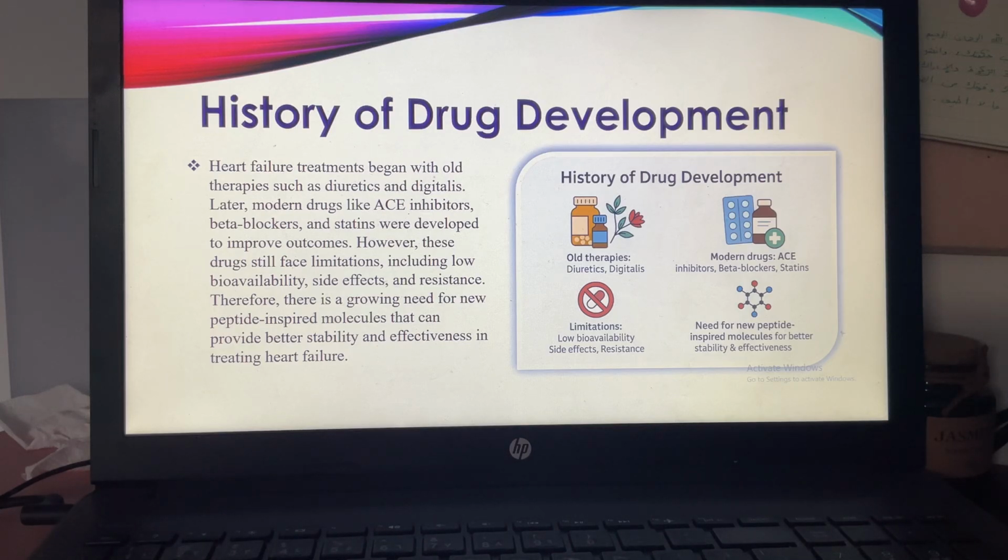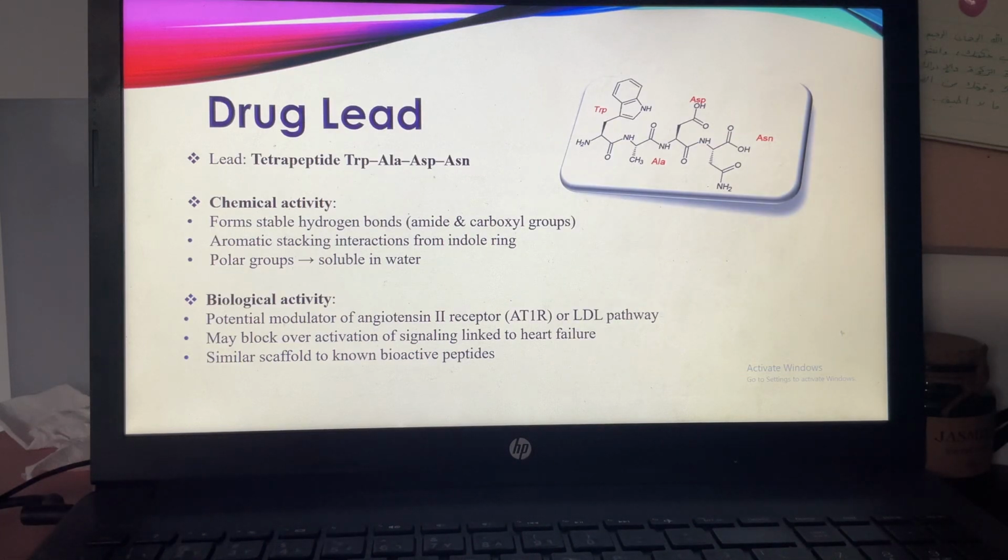So now we're gonna go to our drug lead. The drug lead here is the tetrapeptide TRP-ALA-ASP-ASN. So the chemical activity comes from hydrogen bonds, aromatic stacking, and polar groups that make it soluble. And the biological activity is the ability to interact with AT1R or the LDL pathway, which may help heart failure. But the molecule is unstable. It can break down by hydrolysis, oxidation, or light.